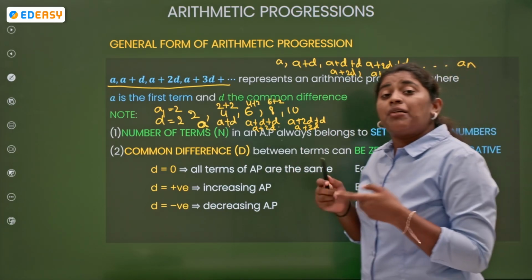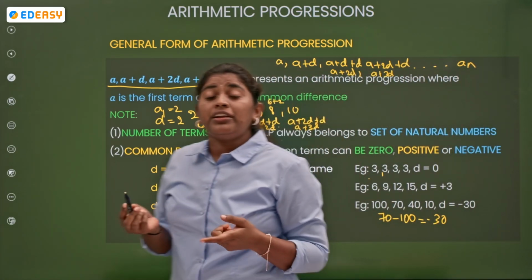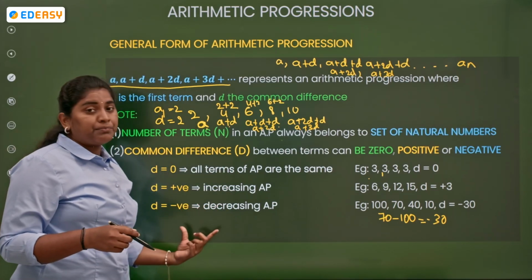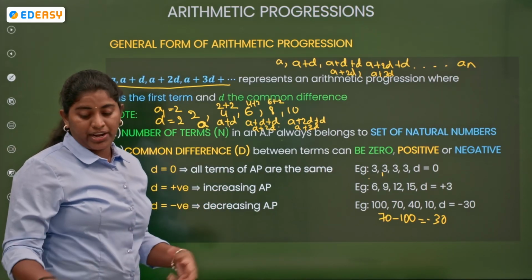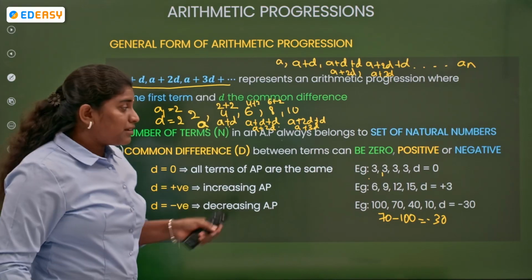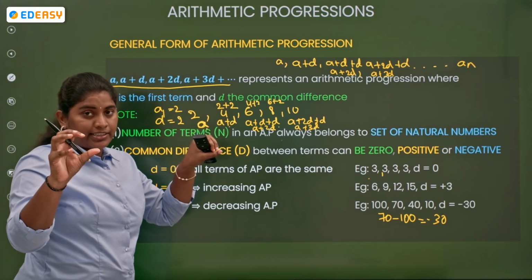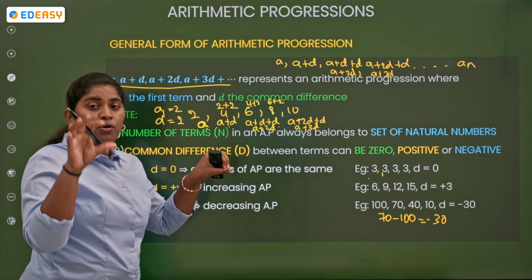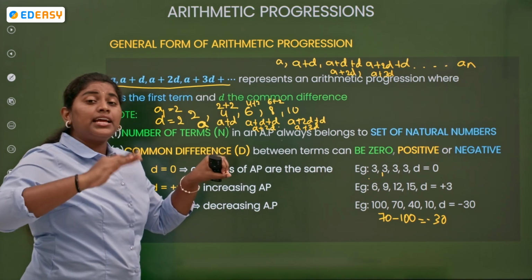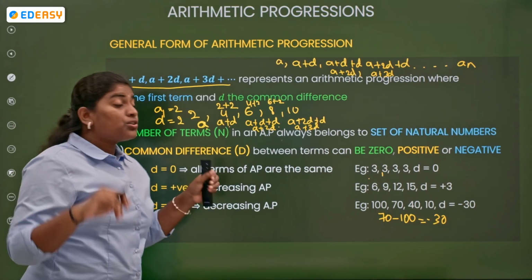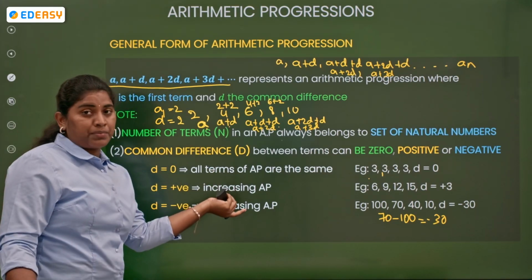And next, coming to your common difference. Common difference can be 0, and can be positive, and can be negative also. Understood? Can be positive means what? For a number, if you are adding a positive number, then the AP will increase, like our next values will increase. So it will become an increasing AP.